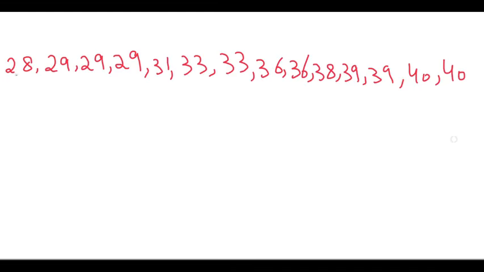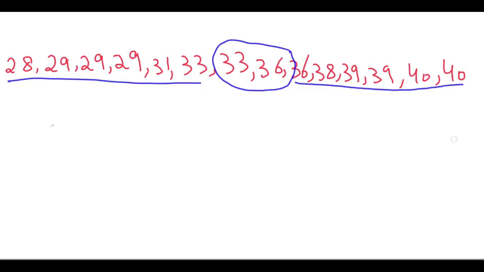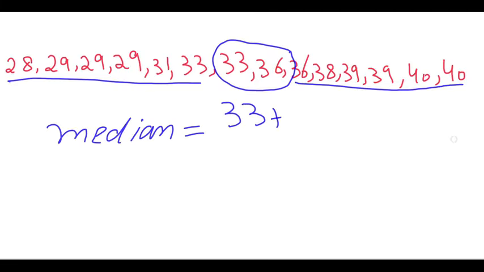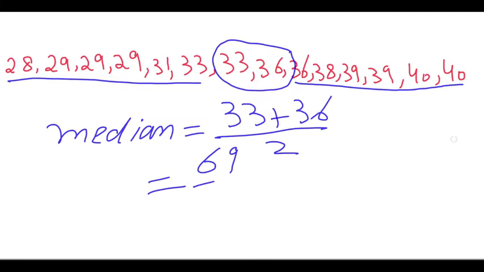So 1, 2, 3, 4, 5, 6. 1, 2, 3, 4, 5, 6. So the median is 33 plus 36 divided by 2, 69 over 2, and I use my calculator, 34,5. So either way, the answer is the same.